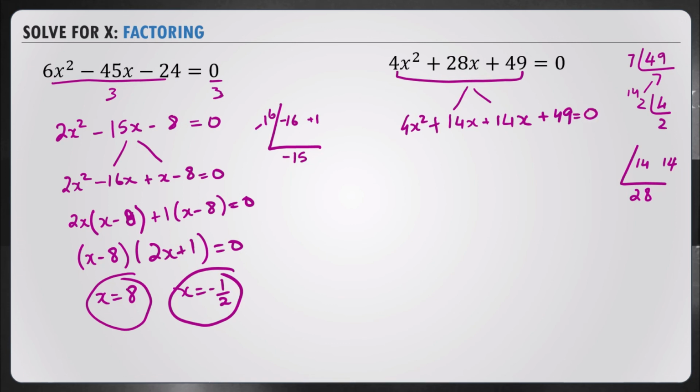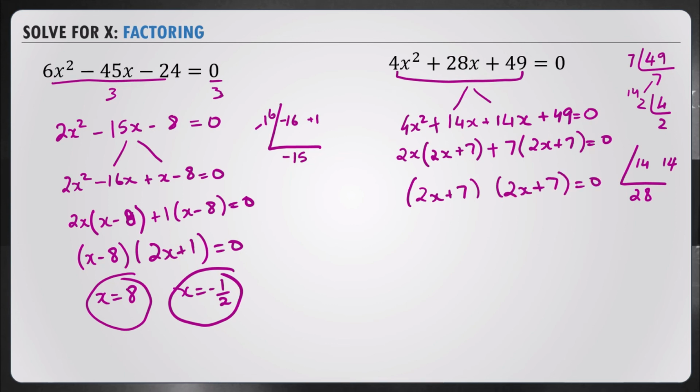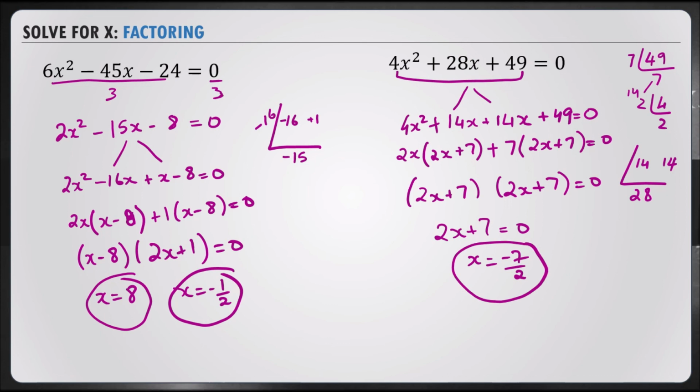So basically we use this method of factoring when we have large numbers to work with. Let's see what's common here. 2x plus 7, plus 7, here goes 2x plus 7 is equal to 0. So we have 2x plus 7 into 2x plus 7 is equal to 0. So there's only one solution, which is x is equal to negative 7 over 2. That's the answer to this problem.